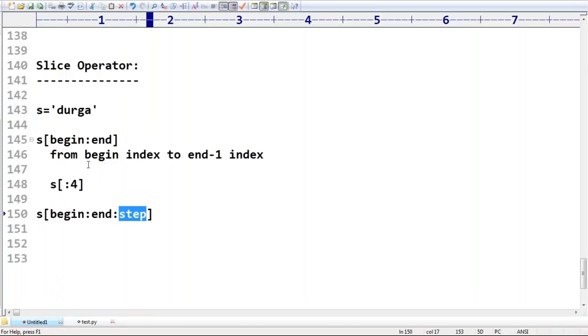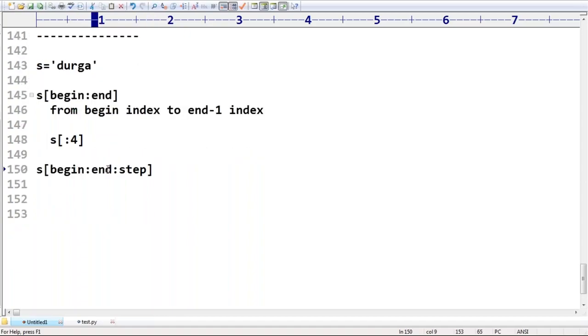Clear? Sir, in total, how many arguments are there? Three arguments, not 2. What is the first argument? Begin. What is the second argument? End. What is the third argument? Step. What is the name of this operator? Slice operator, right?